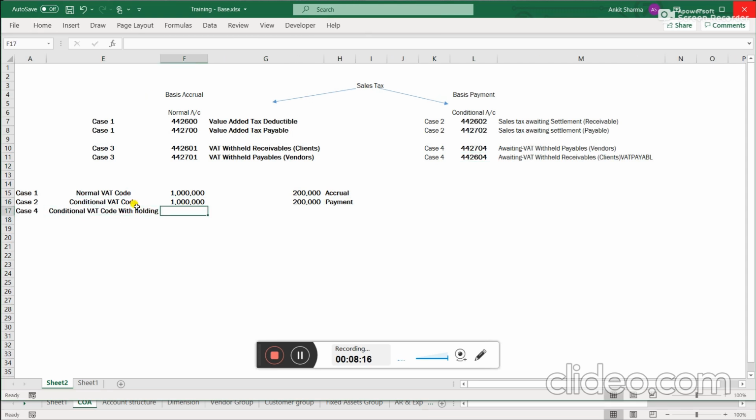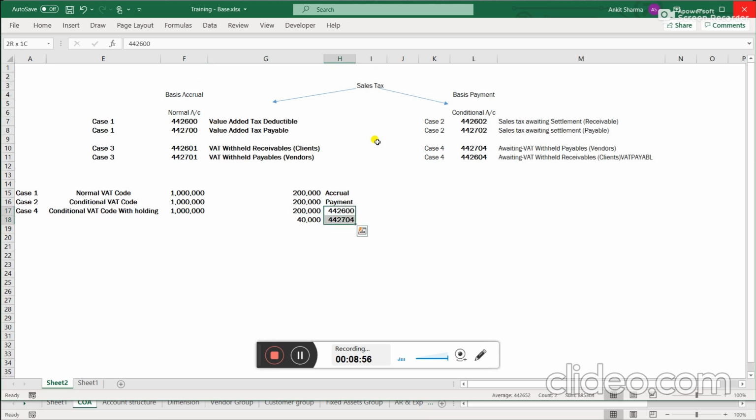Okay, so when you select that, let's say 20,000, and you have 20% withholding of this amount. What will happen when you book this invoice, and if the normal VAT, that is 20%, this 20% is on accrual basis, so the system will automatically transfer this to 442,600. And in case it is VAT withholding, it will transfer this balance under 442,704.